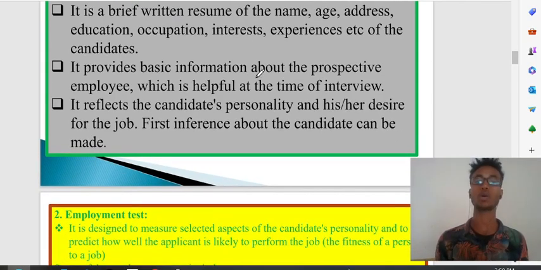The application blank provides basic information about prospective employees, which helps at the time of the interview.